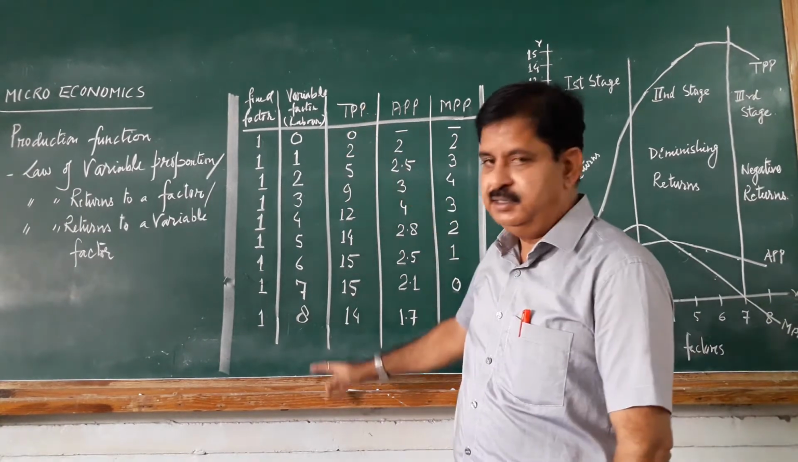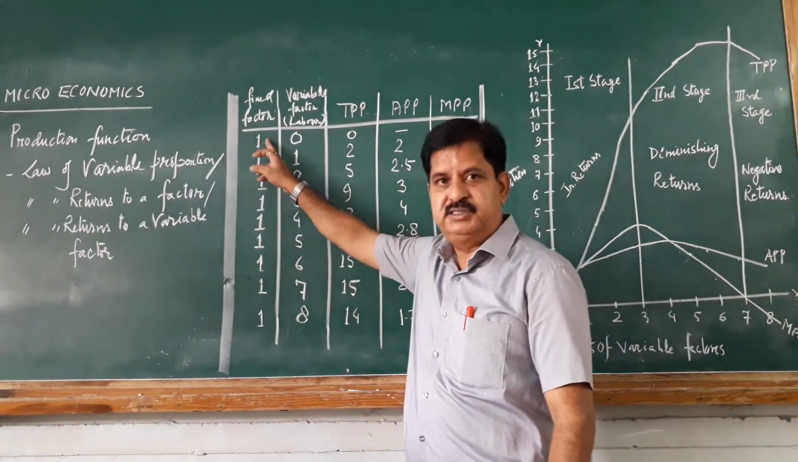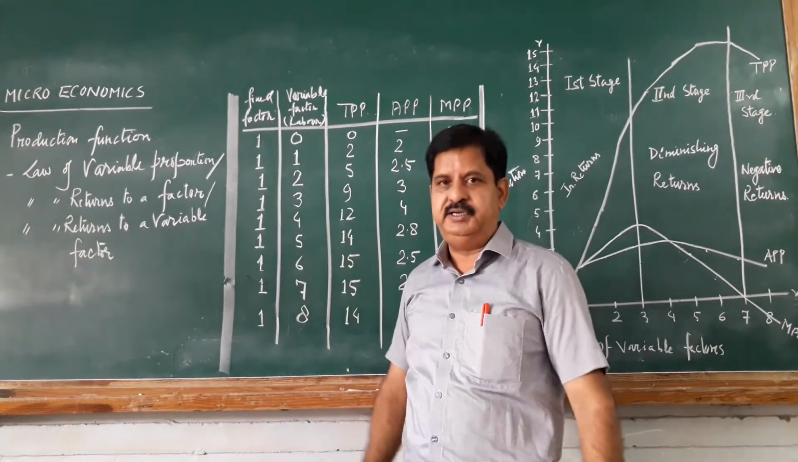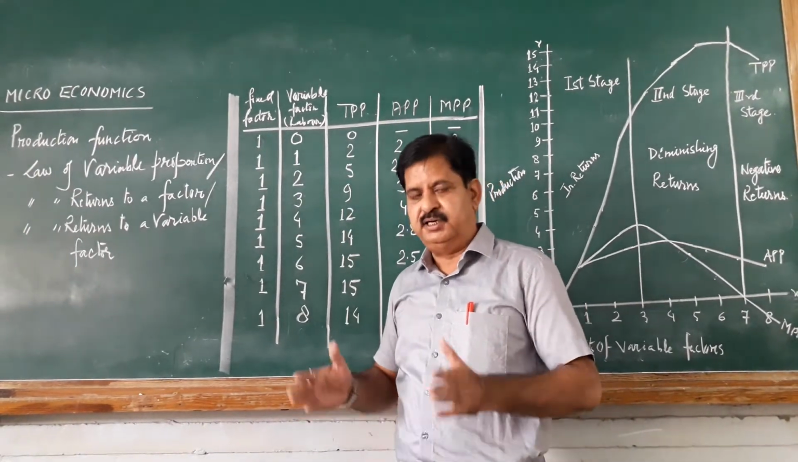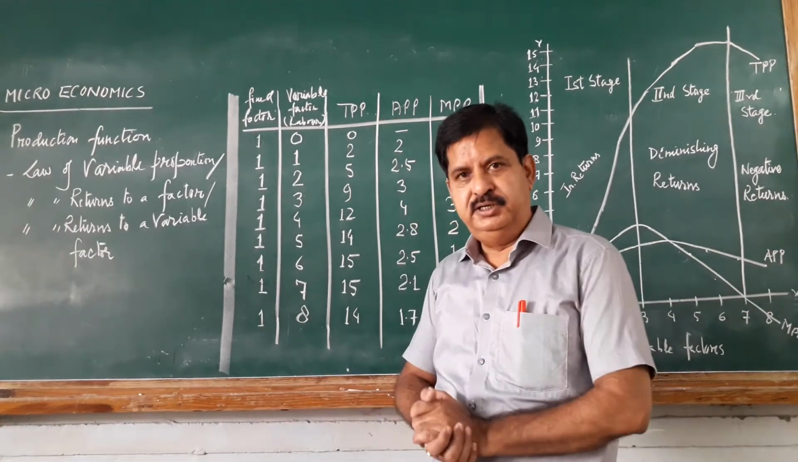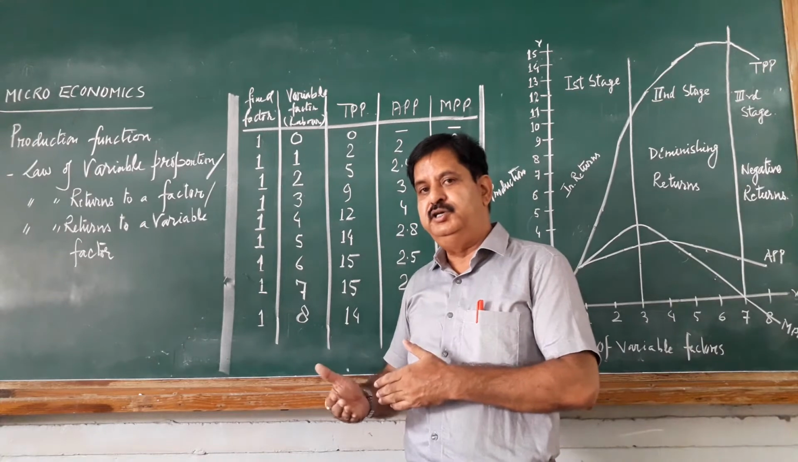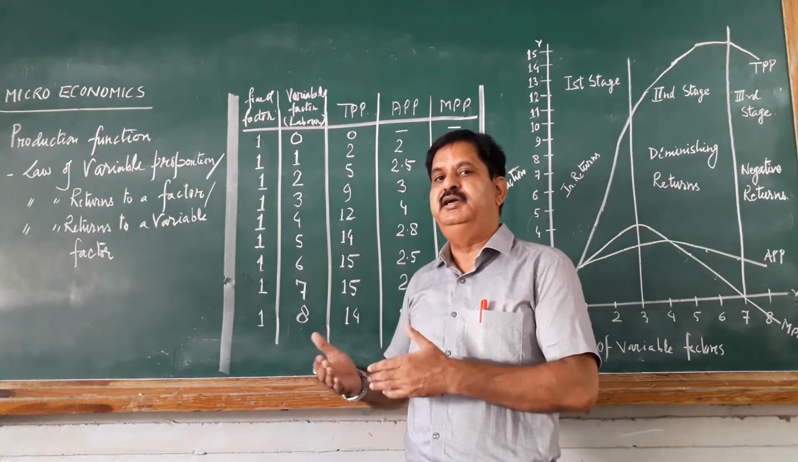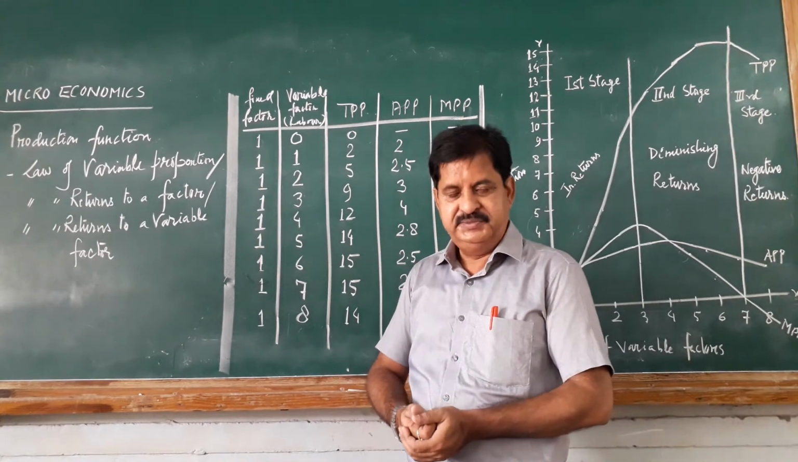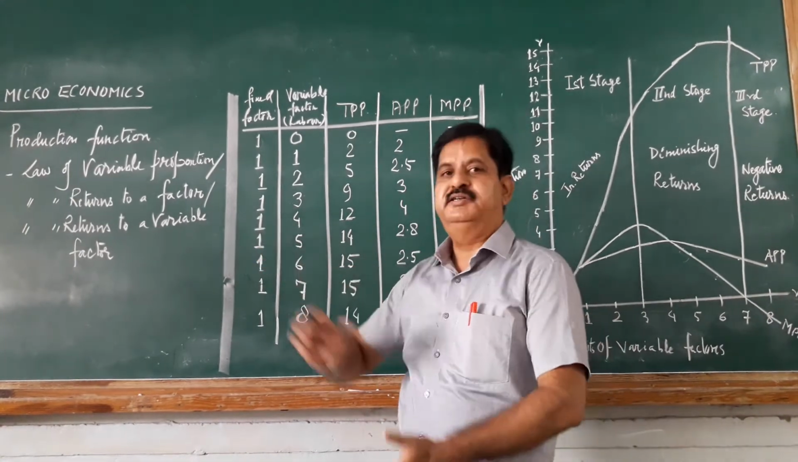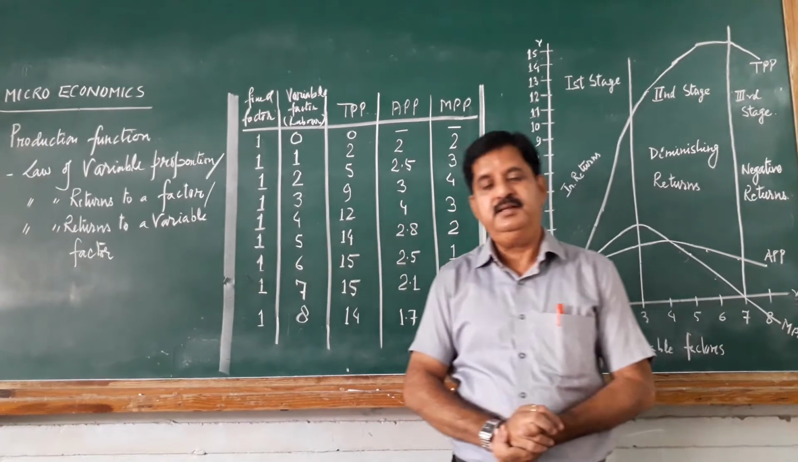See this table. Here it is the fixed factor. Let us take one machine, or we can take it in hand. The fixed factors are the factors which cannot be changed during the short run. They can neither be increased to increase the production, nor decreased to decrease the production. The units, the quantity of the fixed factors remain the same.